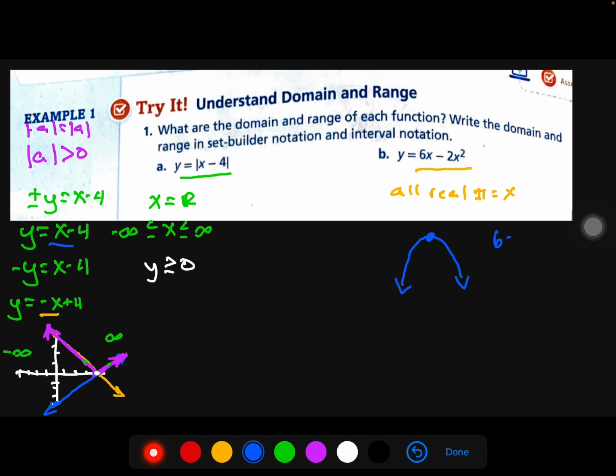We get 6 minus 4x. We're going to set that equal to 0 because our slope at that point is 0. And so negative 4x equals negative 6, x equals negative 6 over negative 4, or 1.5. And we're going to plug that back into the original equation. 6 times 1.5 minus 2 times 1.5 squared, and we end up getting 4.5.